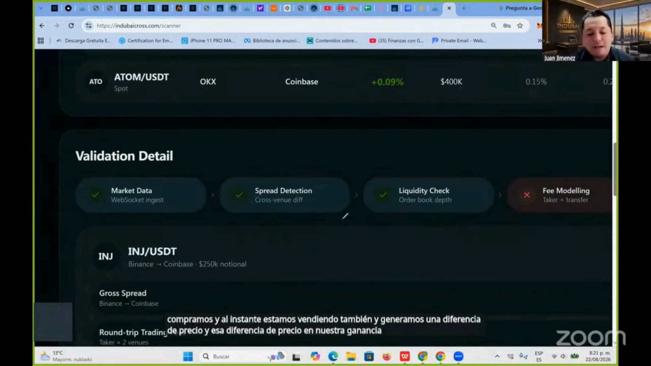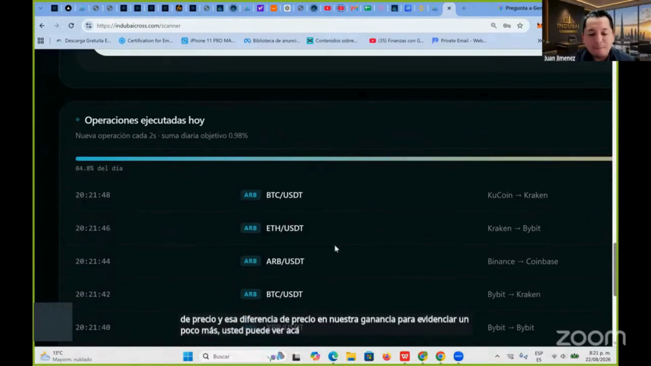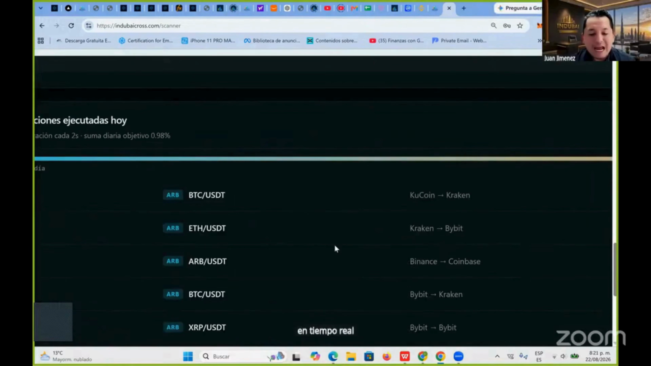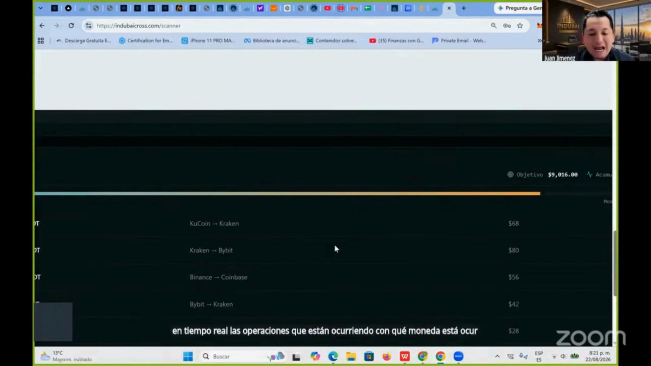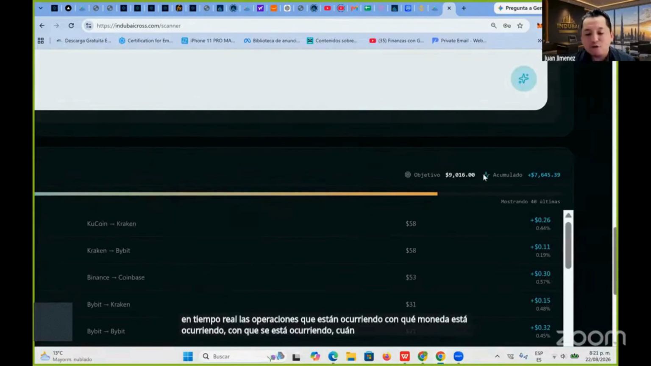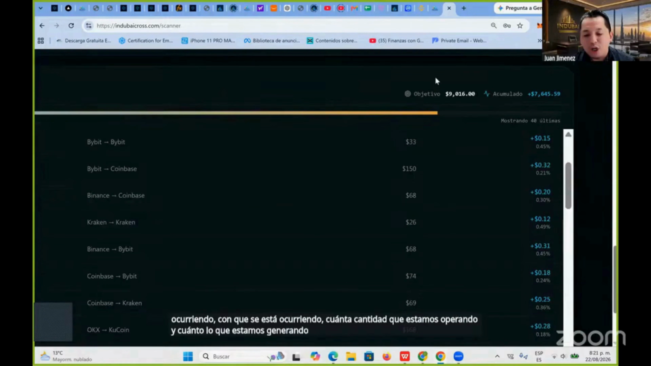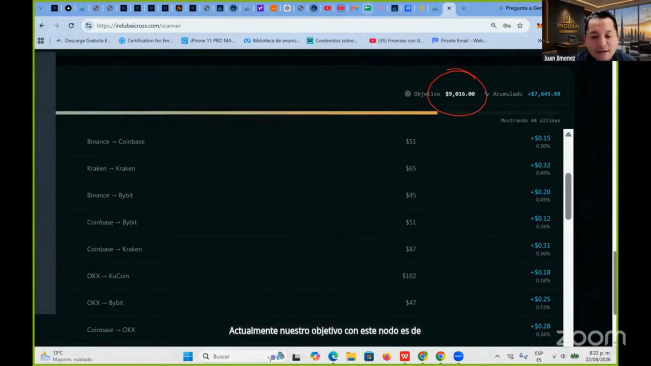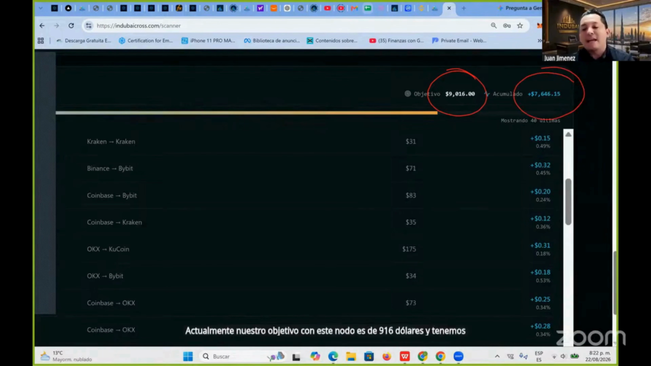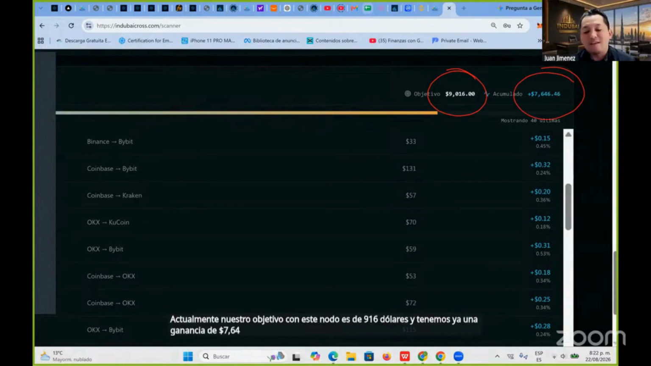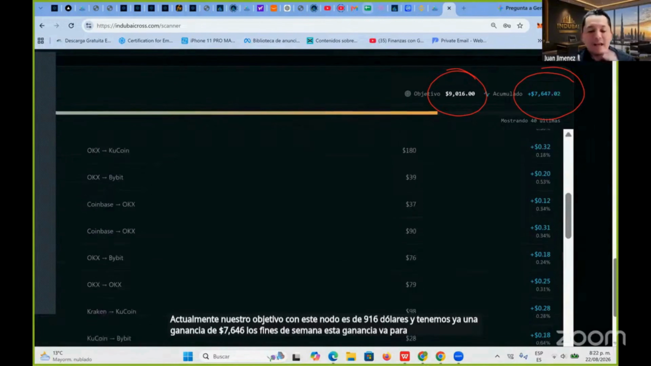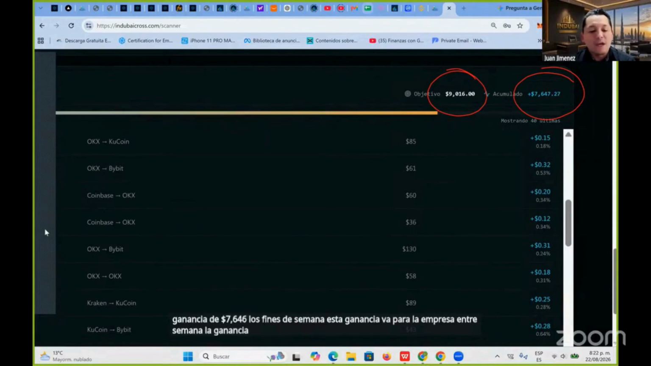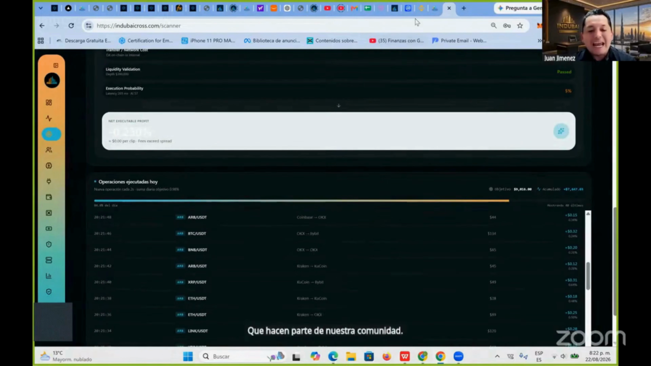To make it a bit clearer, you can see here in real time the operations that are happening, which coin it's happening with, which exchange it's happening with, what the amount we are trading is, and how much we are generating. Currently, our goal with this node is $9,016, and we already have a profit of $7,646. On weekends, this profit goes to the company. During the week, the profit is distributed among the users and the people who are part of our community.